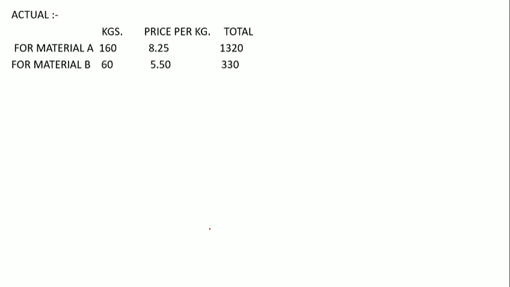So actual, and kgs, price per kg and total. For material A, kgs are 160, price is 8.25 and the total is 1320. For material B, kgs are 60, price per kg is 5.50 and the total is 330. For material C, kgs are 100 and price per kg 14.25 and the total is 1425.